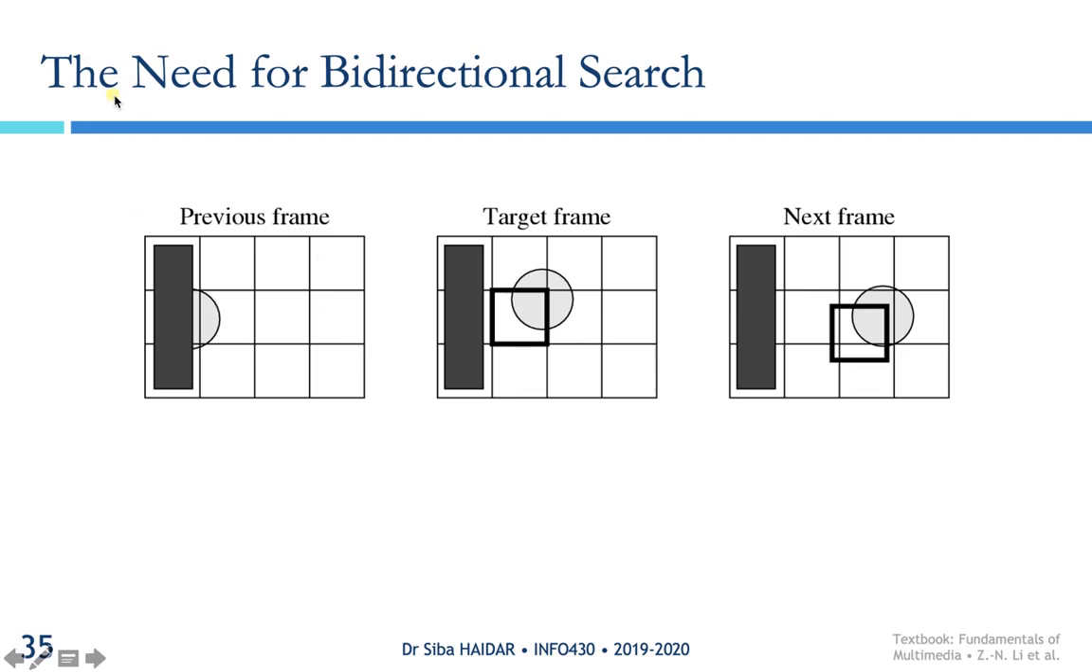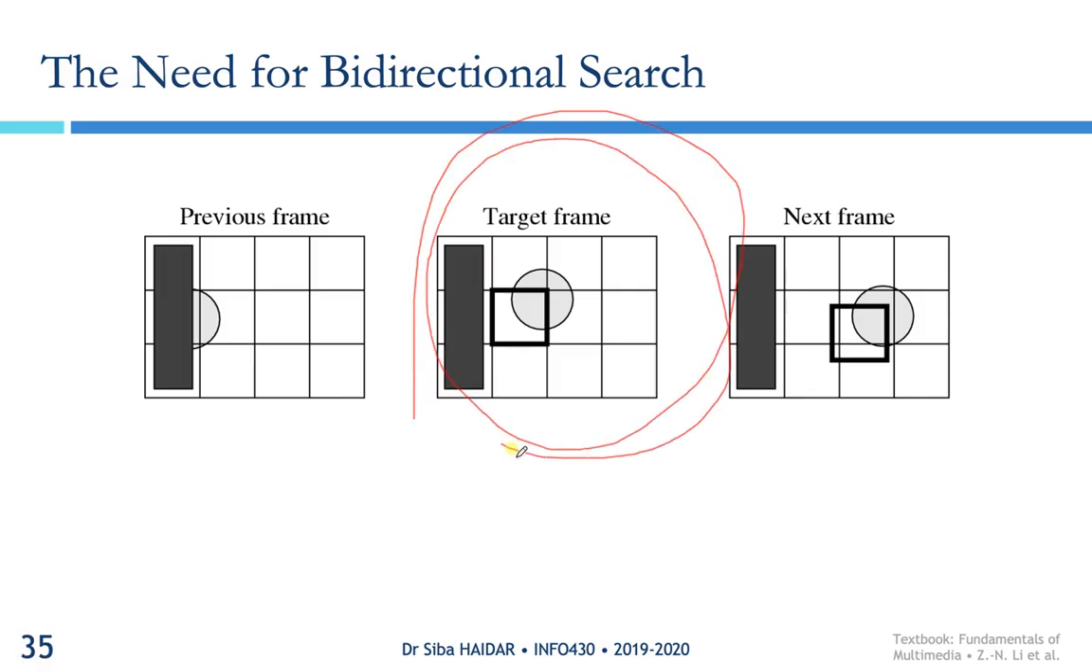Why do we have the need for bidirectional search? MPEG-1 says you need a bidirectional search. What is a bidirectional search? Let's consider this example. So this is our target frame. Okay, let us examine this target frame. What happens here? You have the wall, you have a certain structure, and you have a ball.